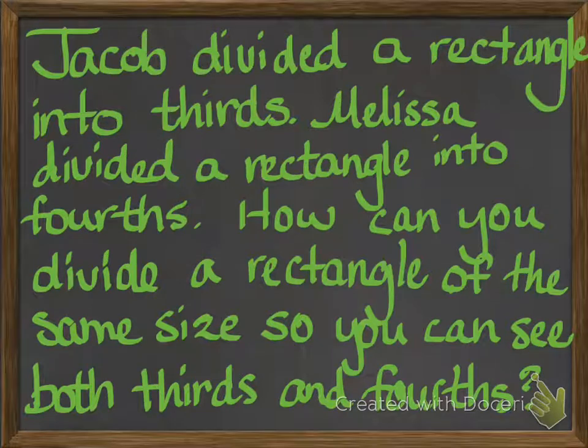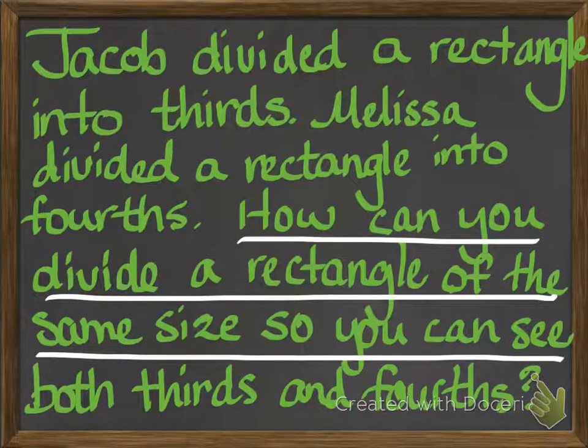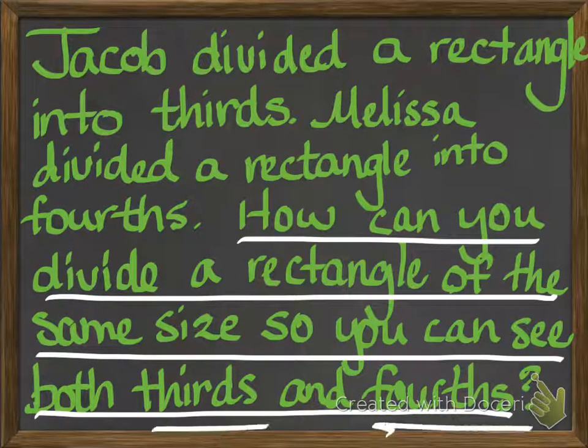Here is our practice problem. Jacob divided a rectangle into thirds. Melissa divided a rectangle into fourths. How can you divide a rectangle of the same size so you can see both the thirds and the fourths? So what it's asking us to do is, how can you divide a rectangle the same size so you can see both thirds and fourths?